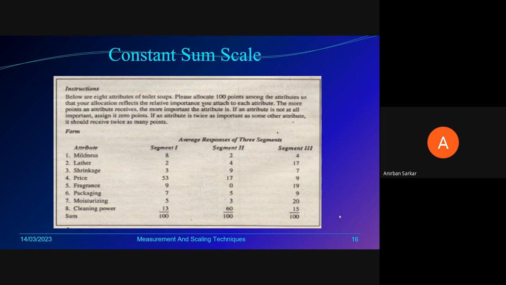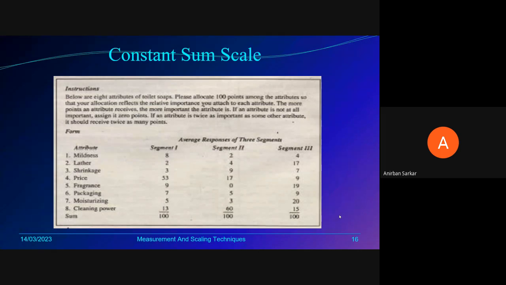Now you see segment 1, they are so price sensitive, they have given 53 points to price, then followed by cleaning power, then mildness. But if you see segment 2, they have given the highest, 60 points, to cleaning power, followed by price. If you come to segment 3, the highest point, 20, is given to moisturizing. Next is 19, fragrance. Next is 17, lather. Next is cleaning power.